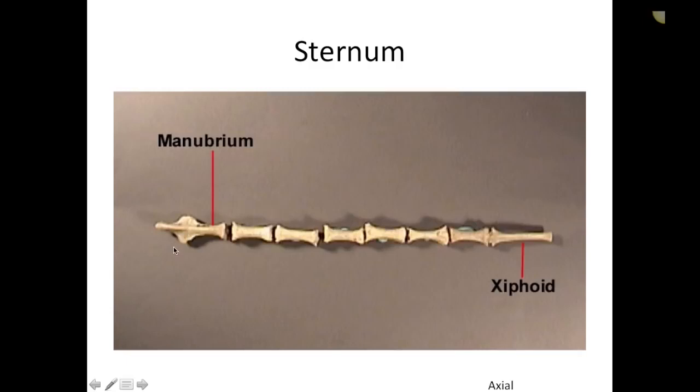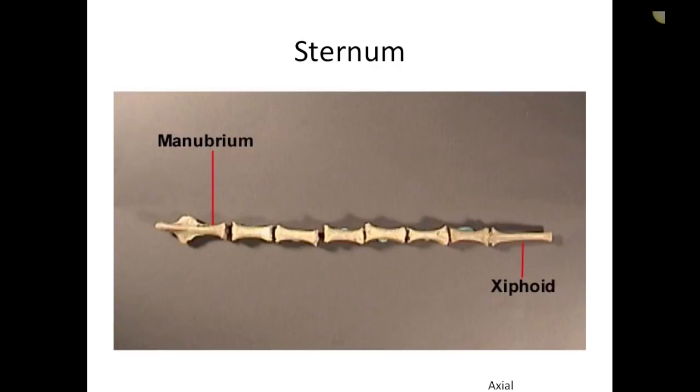Again, we count and label them from cranial to caudal. This is sternebra number 1, sternebra 2, 3, 4, 5, 6, 7, 8. Other names for these: the most cranial sternebra is also called the manubrium, and the most caudal sternebra is also called the xiphoid. As for the clinical significance of the manubrium, we can often feel it on dogs and cats, as long as they're not heavily muscled in that thoracic girdle area.